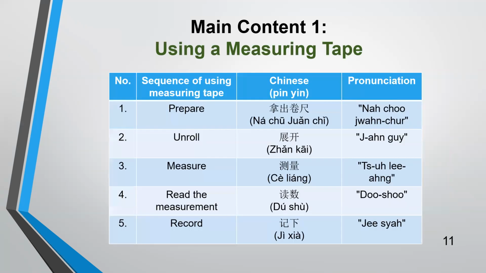So there is a general sequence of using the measuring tape. First, we have to prepare. How to prepare? We take it out. We 拿出, take out the 卷尺.